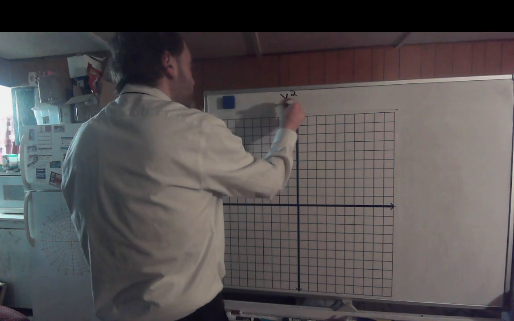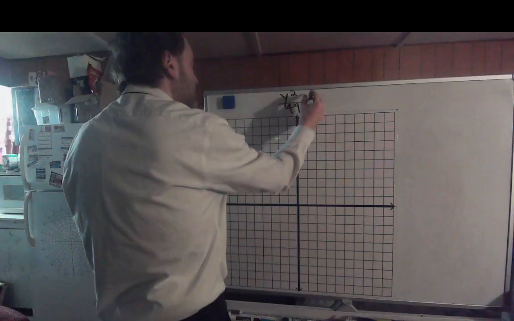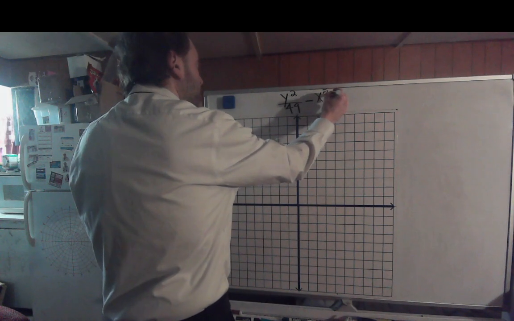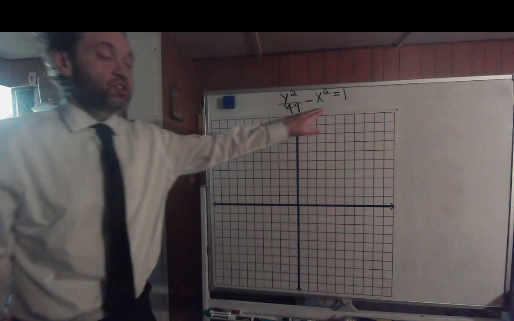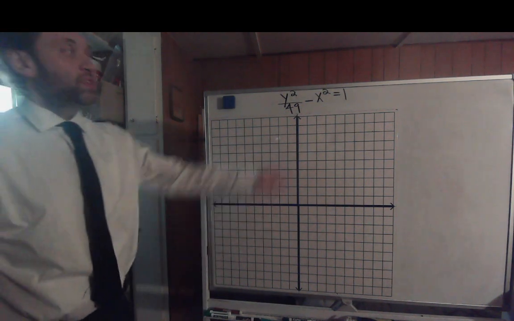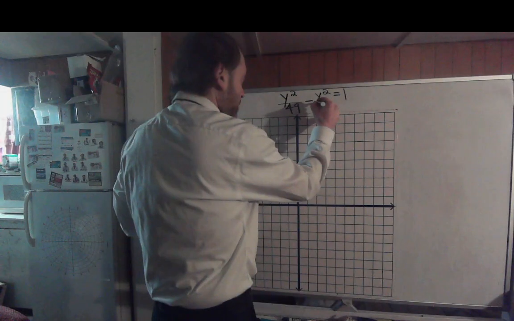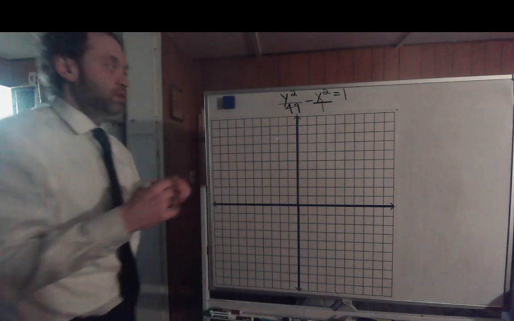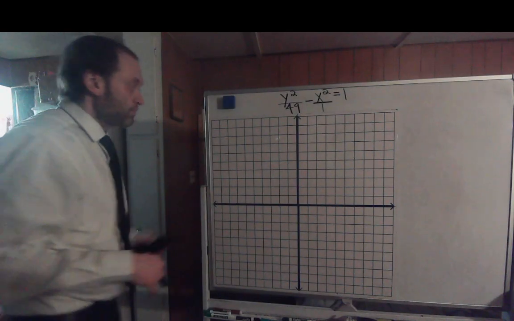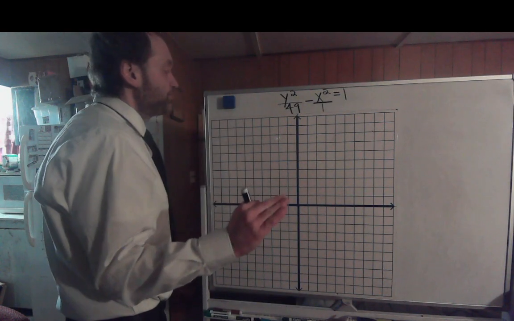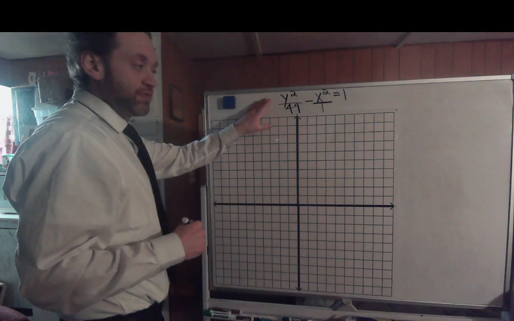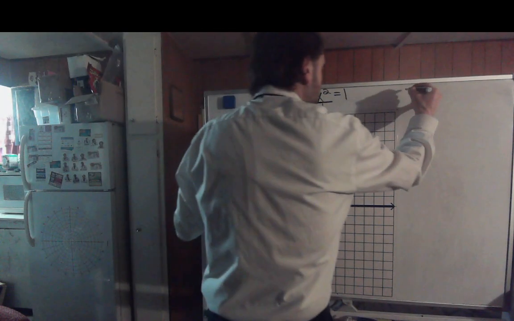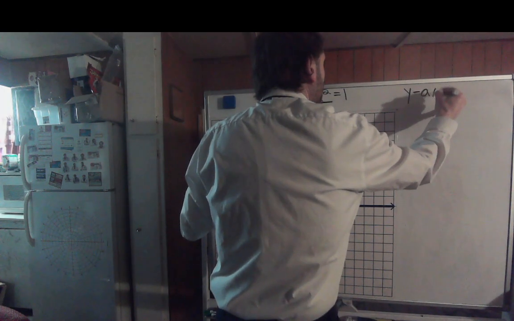We have y squared over 49 minus x squared equals 1. Well, I think it's safe to say we have a denominator of 1 for your x squared, so that'll help you out a little bit. Now, it's clear to see, since y is the first variable in this, that the y-axis is the major axis.